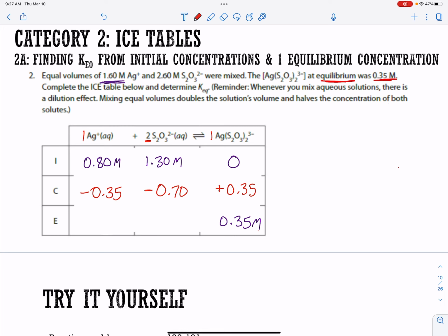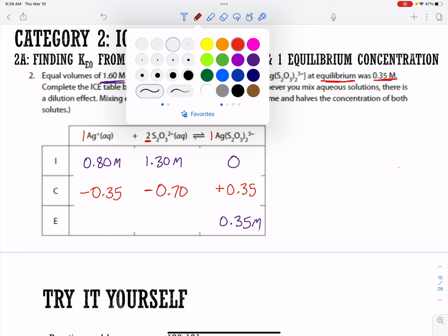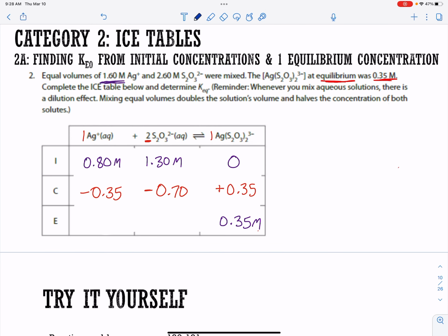Again, you can do the stoichiometry if you like, if you're not quite comfortable with those values, but we can start to find some shortcuts that we can use in our work as well. And if I can double a number in my head, then I'm probably going to do it. So now we're going to solve for the equilibrium values. 0.8 minus 0.35 gives me an equilibrium concentration of 0.45. 1.3 minus 0.70 gives me an equilibrium concentration of 0.60.